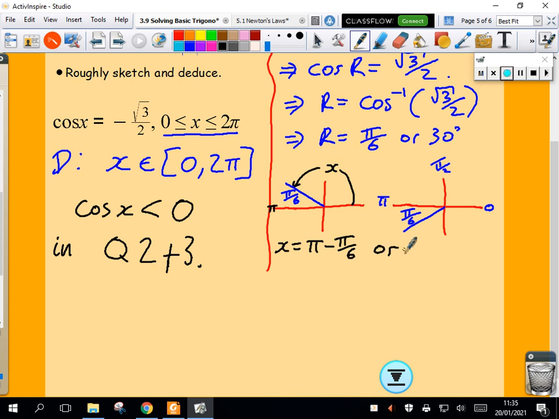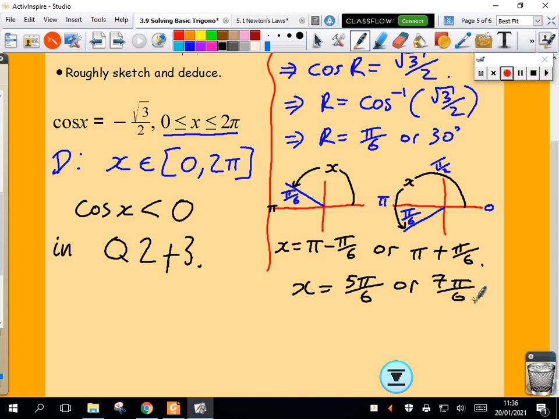In this quadrant in here, x would be pi radians plus pi over 6. So x is going to equal, pi is just 6 pi over 6, so 6 pi over 6 minus 1 pi over 6, that's 5 pi over 6. And pi plus pi over 6, well, that's 6 pi over 6 plus 1 pi over 6. That's going to be 7 pi over 6. So there's my answer. It's one of those two things.